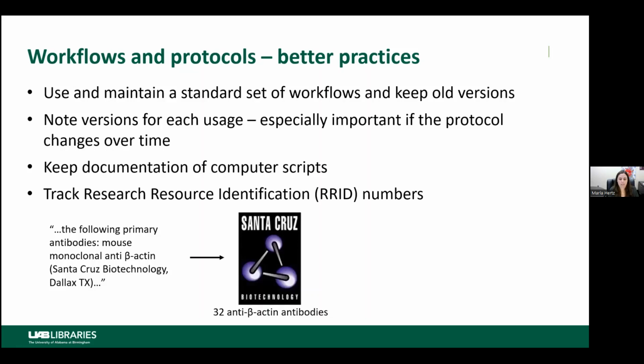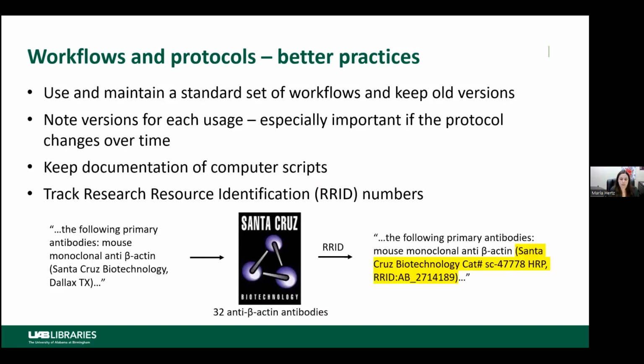And so the RRID is a unique identification number for each molecular reagent, like an antibody or a cell line. And so if you put in the catalog number for the beta-actin antibody that you used, it'll spit out all of this highlighted information, and you can include all of that or some of that in your methods section so that the person reading the paper knows exactly what you've used.